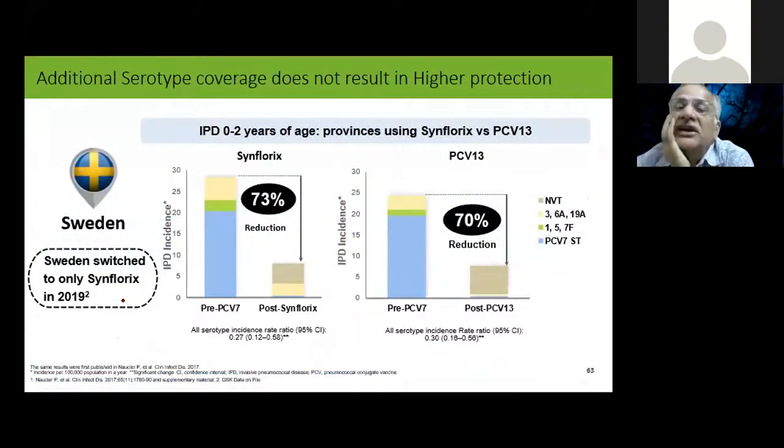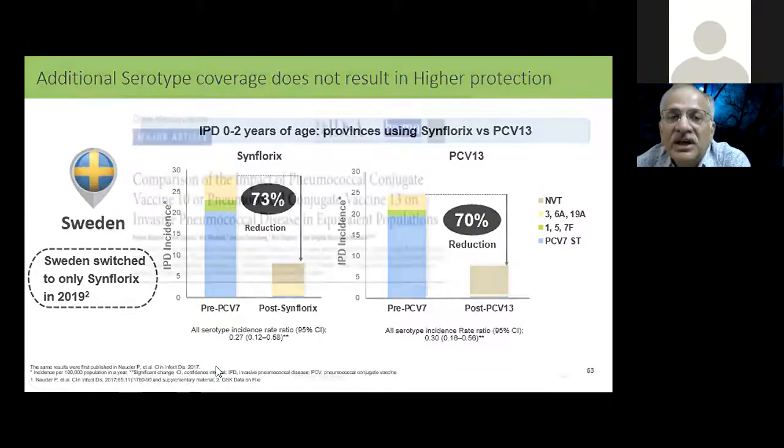A very good study they would quote is a study in Sweden, a very interesting country, where 21 counties are there, and half of them use the old PCV10 and the other half PCV13. After the study, they found that the reduction of IPD was 73% where PCV10 was used, and it was 70% where PCV13 was used. I was a little skeptical about this, so I went into the detail of the study.